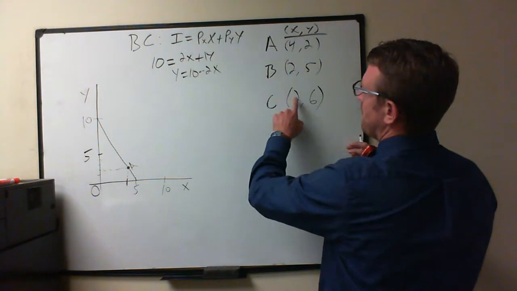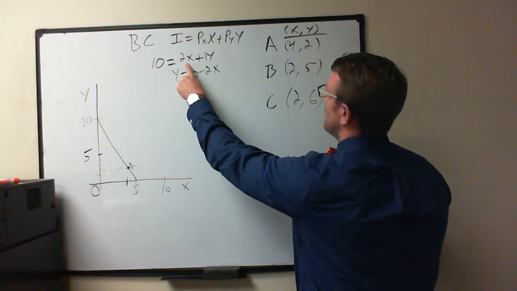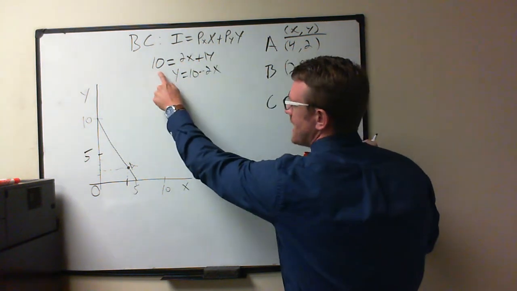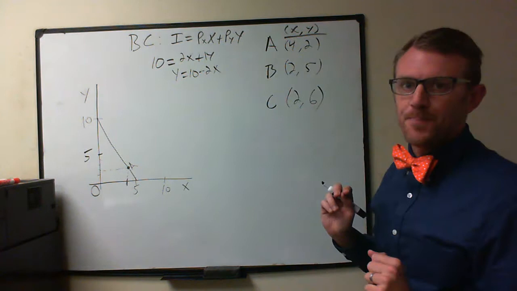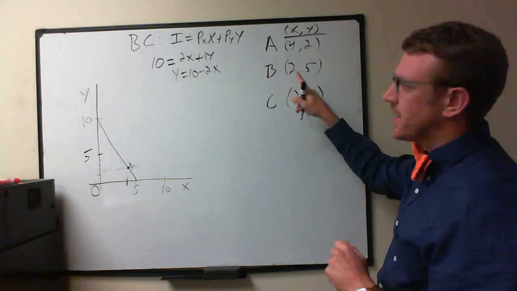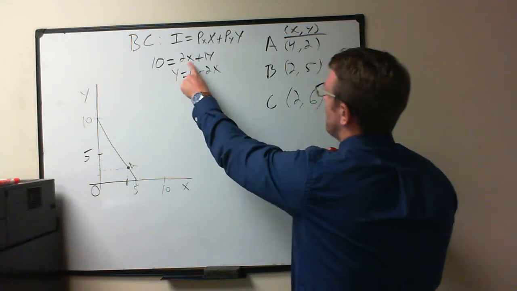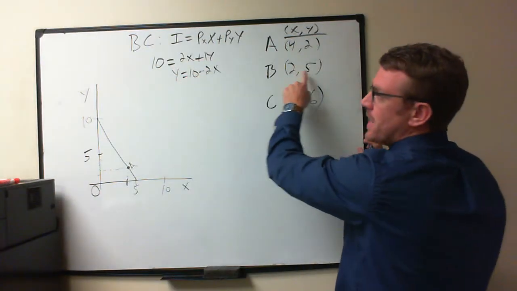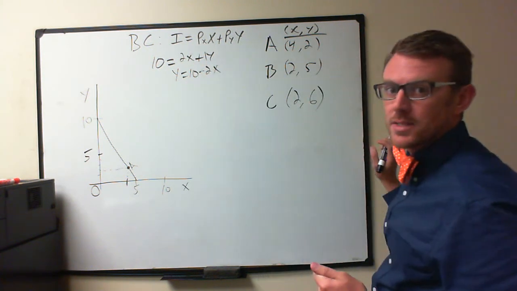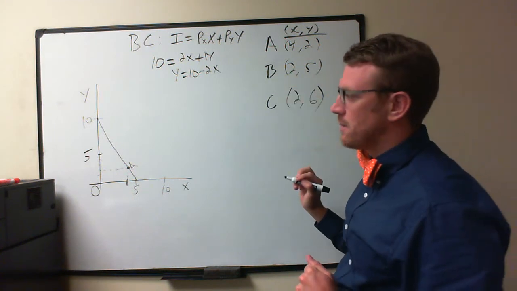Point A is going to lie on the budget constraint. We can see that by plugging in. If I buy 4 units of X, I spend $8. If I buy 2 units of Y, I spend $2. 8 plus 2 is 10. So I'm going to be on that line. B is not going to be on that line. If I buy 2 units of X, I spend $4. 2 times 2 is 4. If I buy 5 units of Y, I've spent $5. 5 plus 4 is only $9. Haven't spent all my money. So, point B is going to be inside the budget constraint.